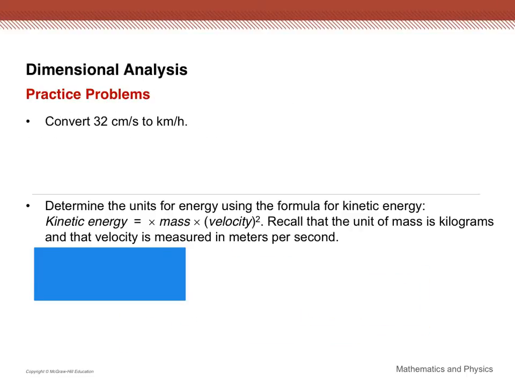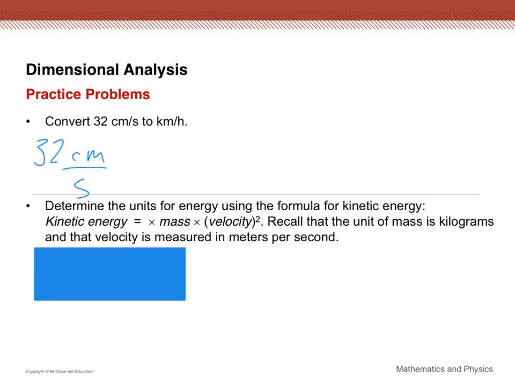So let's practice a problem here. Let's convert 32 centimeters per second to kilometers per hour. So let's start by writing the 32 centimeters per second. And we have centimeters on top, but we want to get to kilometers. And we have seconds on the bottom, and we want to get to hours.